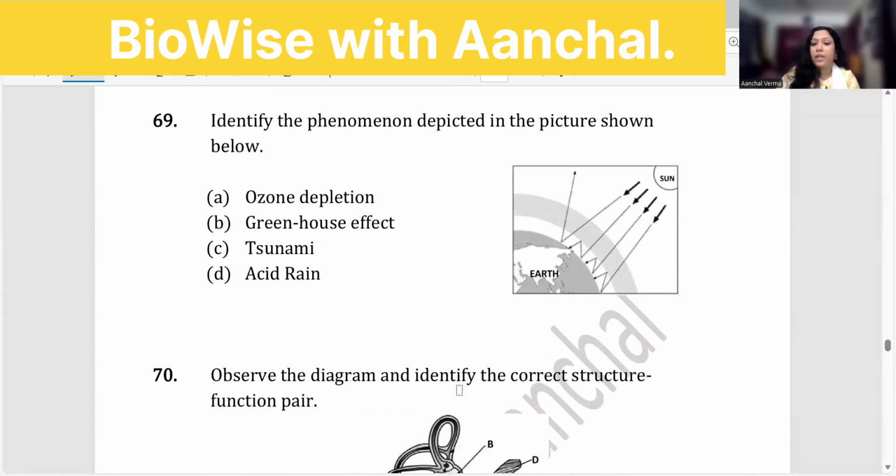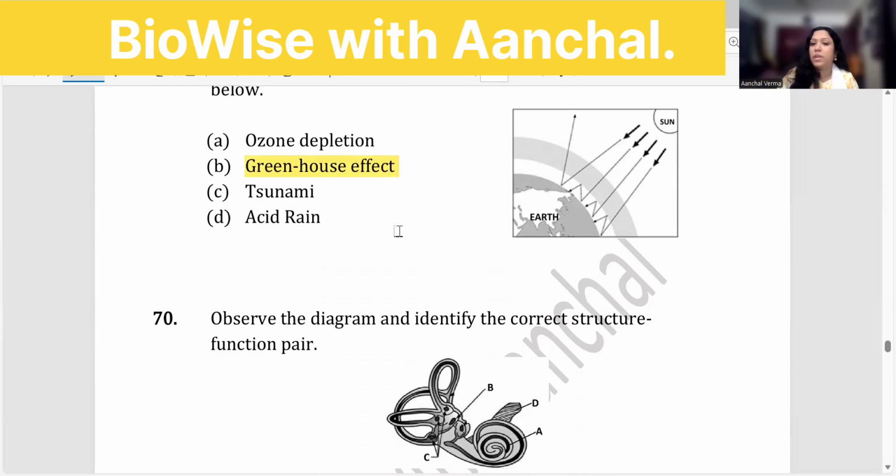Identify the phenomenon depicted in the picture. Now here you can see that the sun rays are coming to earth and is getting reflected, but there are few radiations which are trapped inside the atmosphere, increasing the temperature of the earth. So it is greenhouse effect. In ozone depletion, there is a hole in the stratosphere which allows the UVB radiations of the sun to enter the earth, causes skin cancer and skin related issues.